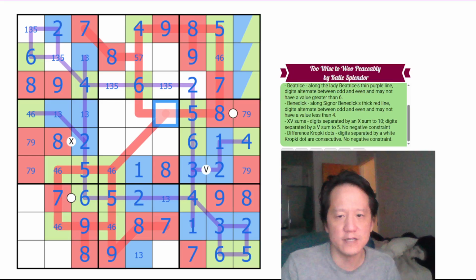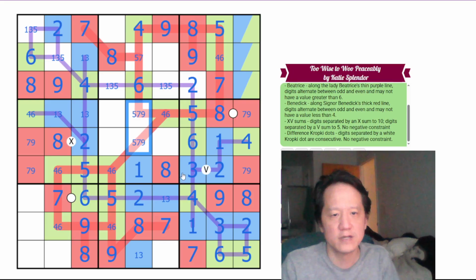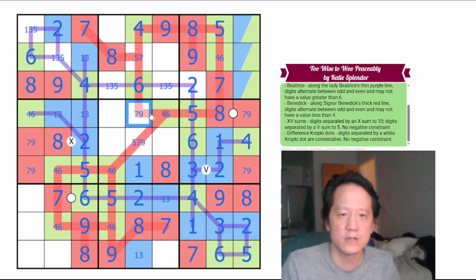This is an even digit because it's next to 5. It cannot be 8, so it's 4 or 6, which is a medium digit. They're next to an odd digits here, and it's 5, 7, or 9. 5 cannot be here, so this is 7 or 9, which is a high.